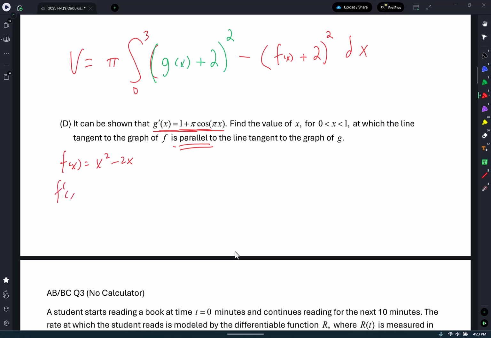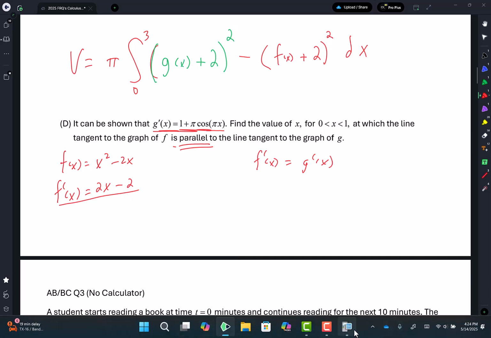So f prime of x, what's the derivative of x squared? What's the derivative of 2x? There it is. They're giving me what the derivative of g is. The only way that f and g will be parallel is if my slopes are the same. Perfect. So what we're going to do, we're going to go f prime of x, and we're going to set it equal to g prime of x. Because I want to know where those slopes are the same. You have a calculator. This is a calculator question. You already know f prime is this, and then type g prime into your calculator.